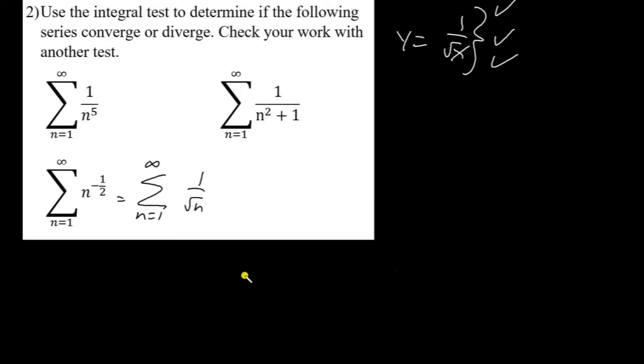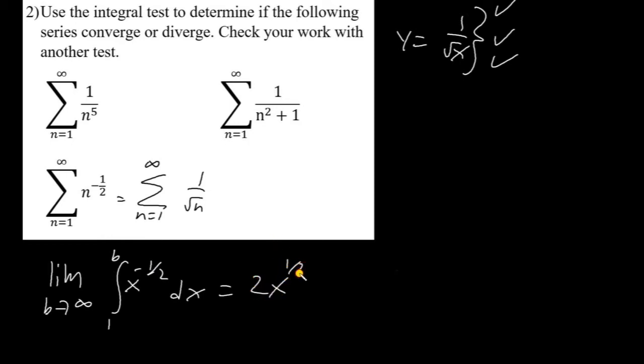Okay, so let me do that here. So we'll have the integral from 1 to b of x to the negative 1/2. I'm going to use this form because it's easier to integrate than 1 over square root of x. If we do this, remember, we're going to add 1 to the exponent and multiply by the reciprocal. So we're adding 1 to negative 1/2. That will get us a positive 1/2. And we're going to multiply by the reciprocal, which is 2. It's going to be 2x to the 1/2 from 1 to b.